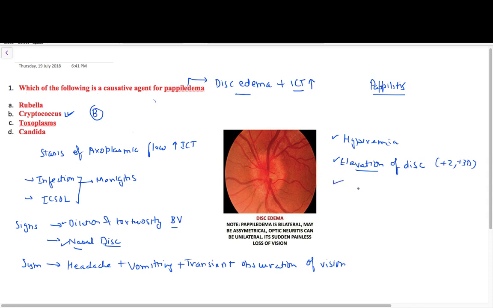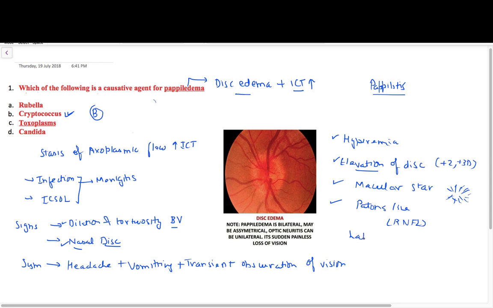Then the other important thing that you can get is a macular star. This macular star means some exudates are collected near the macula, like these, a star-like formation near the macula. And another thing that you can see is Paton's lines. Because of the edema, there can be some RNFL folds that are seen, and these are called Paton's lines.